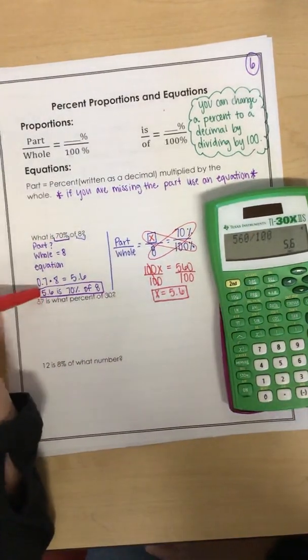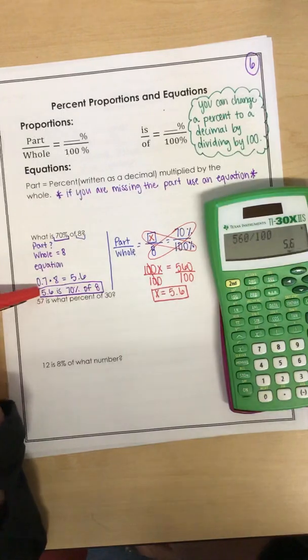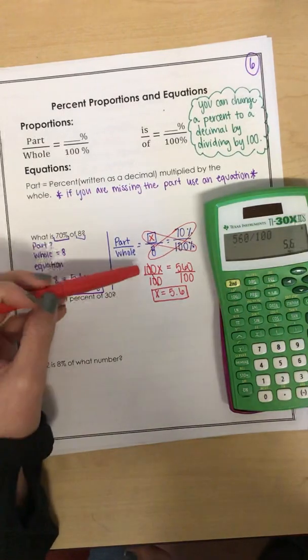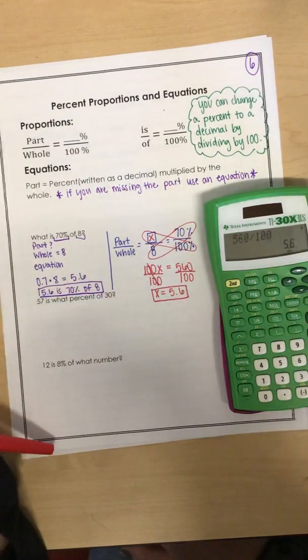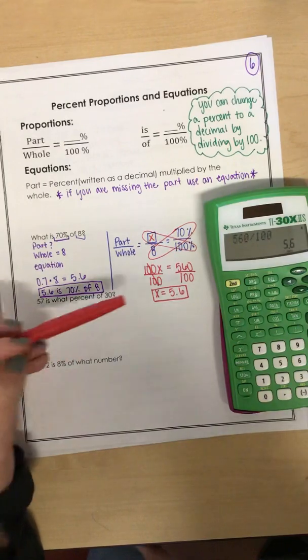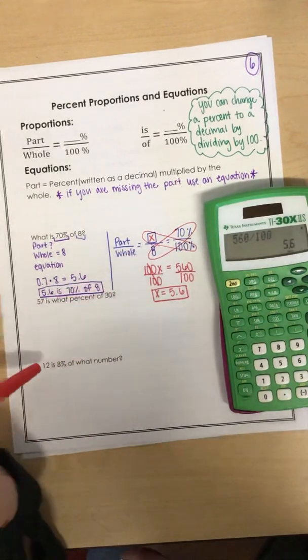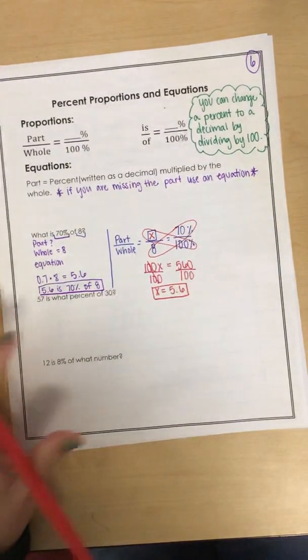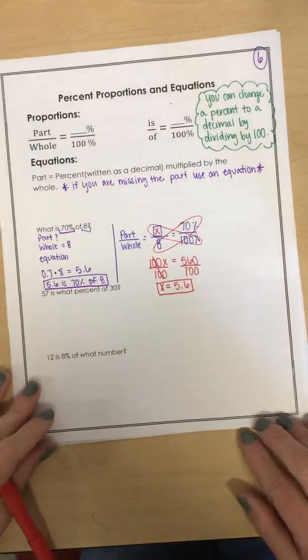So obviously this equation is much faster, but I did want you to see how to set up a proportion, because on the rest of these we're going to use proportions because we're not missing a part, we're missing something else. And once you can set up proportions correctly and solve them, it does help you get the right answer, okay?